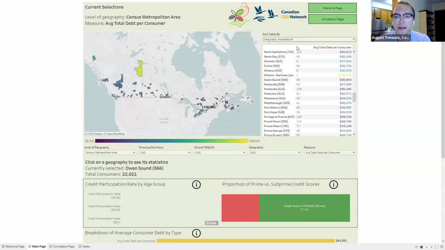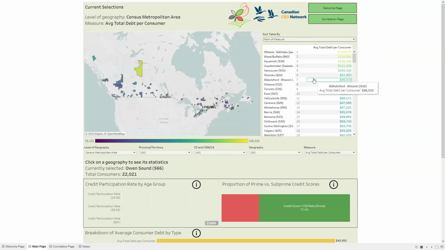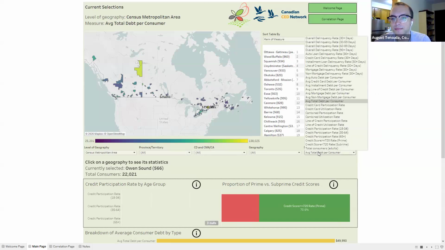Okay, let's go back to the rank of the measures. Let's see the number one for average total debt per consumer. It seems to be Ottawa and then Wood Buffalo. It's the part of Ottawa within Quebec. Interesting. If we take a look at, let's see, what else is interesting here?